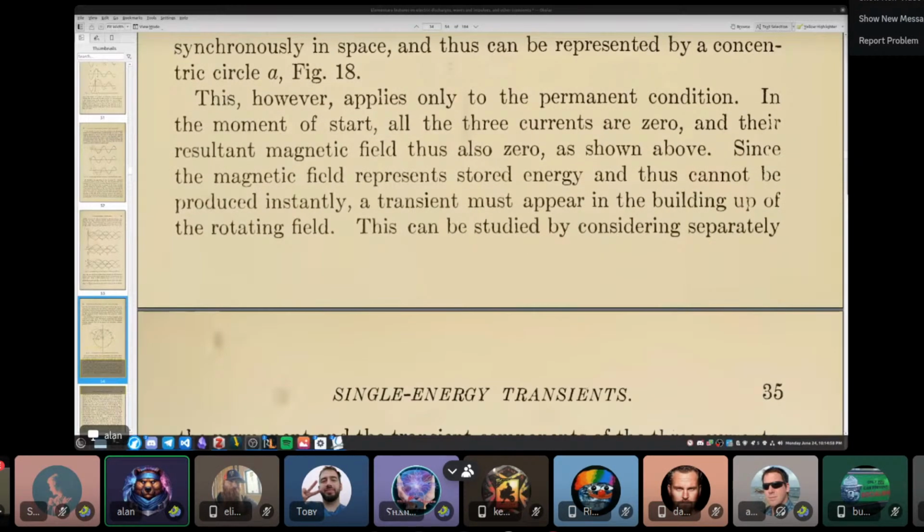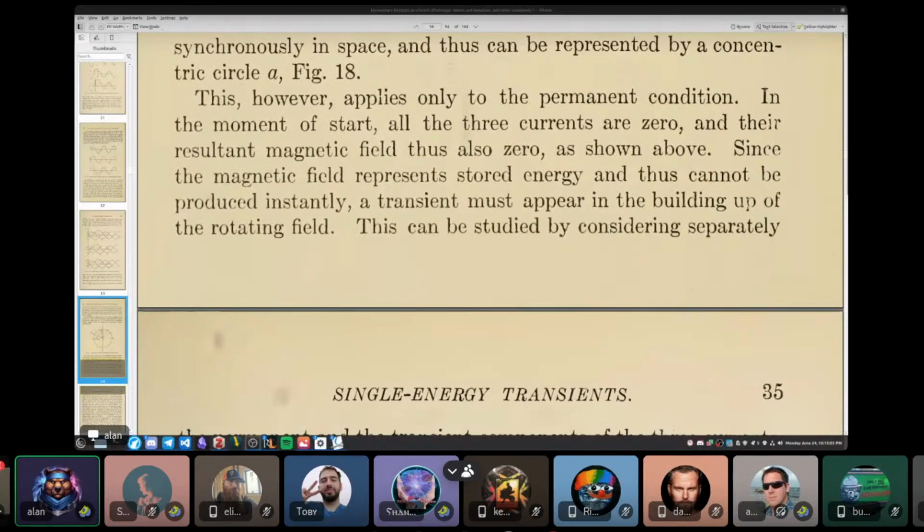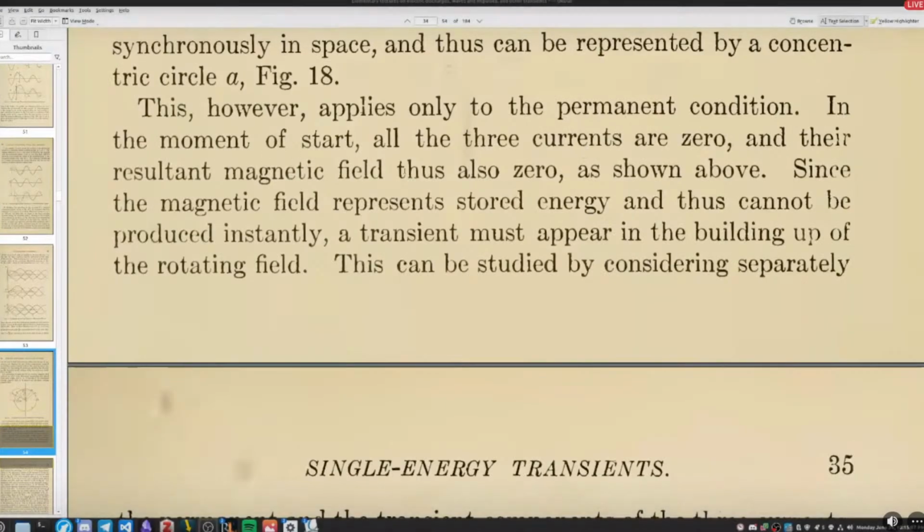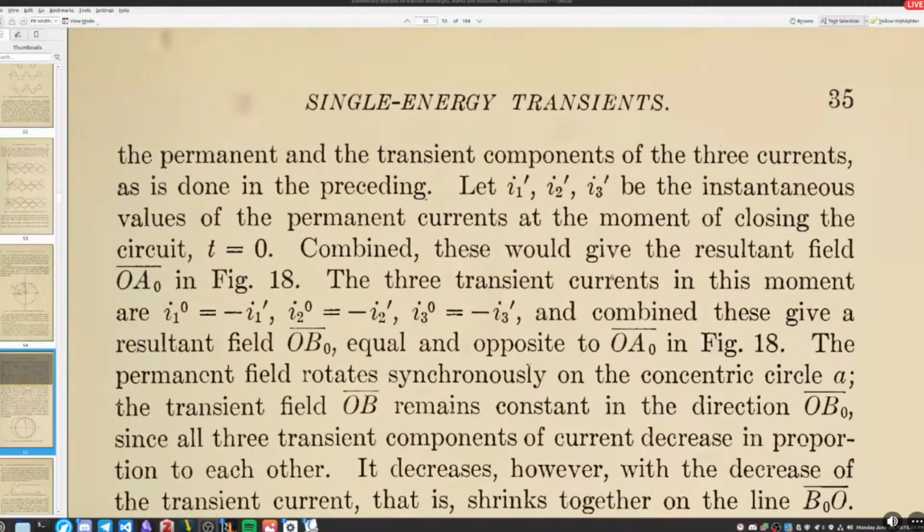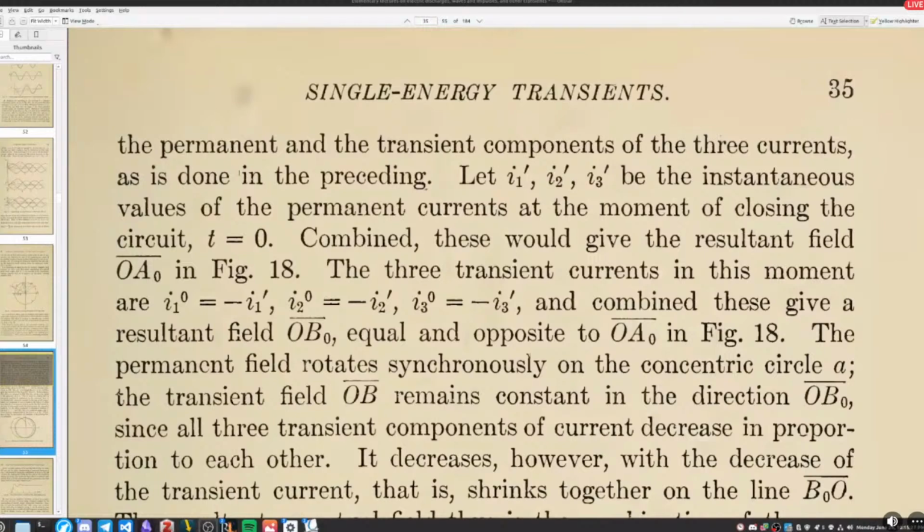This, however, applies only to the permanent condition. In the moment of start, all three currents are zero, and the resultant magnetic field thus is also zero, as shown above. Since this magnetic field represents stored energy and thus it cannot be produced instantaneously, a transient must appear in the building up of the rotational field. This can be studied by considering separately the permanent and the transient components of the three currents, as is done in the preceding. Let I sub 1 prime through I sub 3 prime be the instantaneous values of the permanent currents at the moment of closing the circuit, t equals 0.